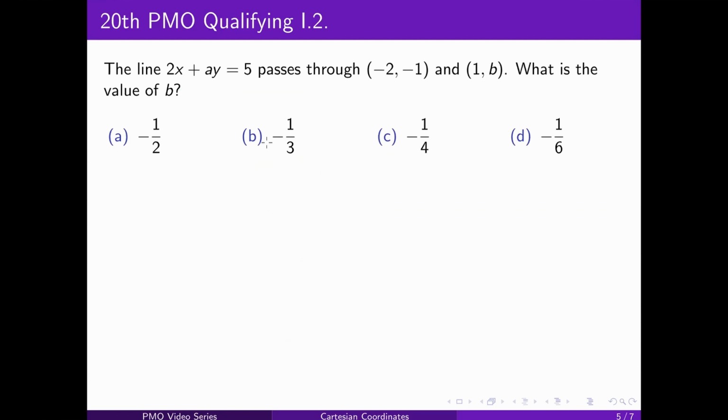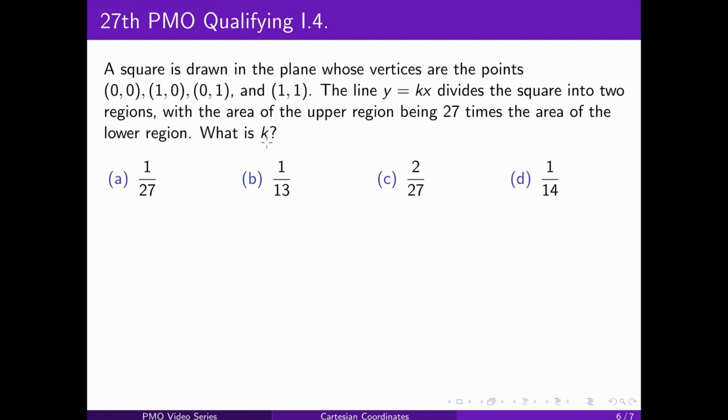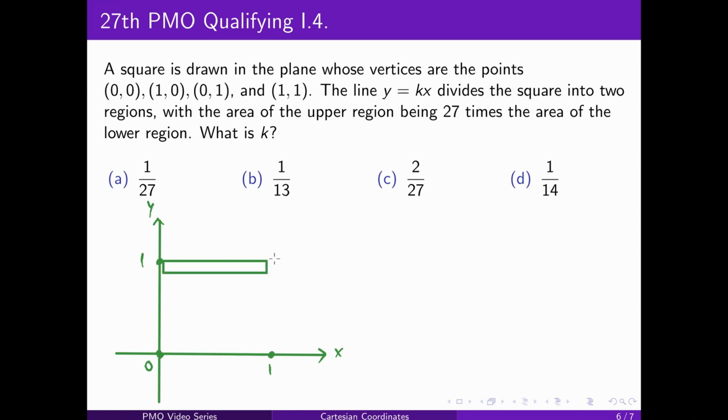Great. Let's look at another item from the recent PMO, the 27th PMO. A square is drawn in the plane whose vertices are the points (0, 0), (1, 0), (0, 1), (1, 1). All right, so let's draw that first. Let's take a look at that diagram. So it's very important to make a little sketch. So here's (0, 0). Let's say (1, 0) is over here. (0, 1) is over here. And then (1, 1) would be over here. This is (1, 1). So this is our square.